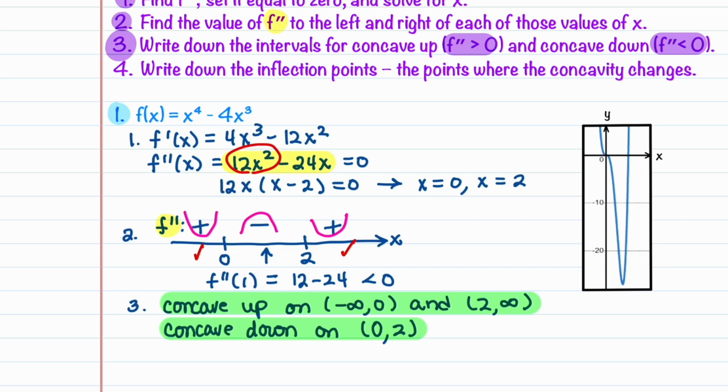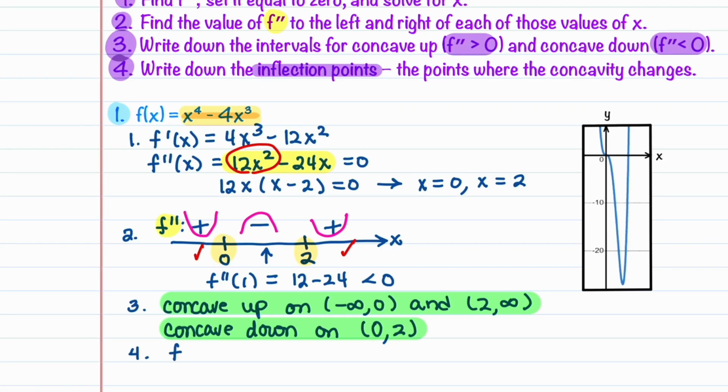Now let's go back up and look at step 4. We want to write down the inflection points, and those are just the points where the concavity changes. The concavity changes at 0 and at 2. So this means we need to find the value of our function. Let me go ahead and highlight this in orange at the points 0 and 2. So let's write down number 4.